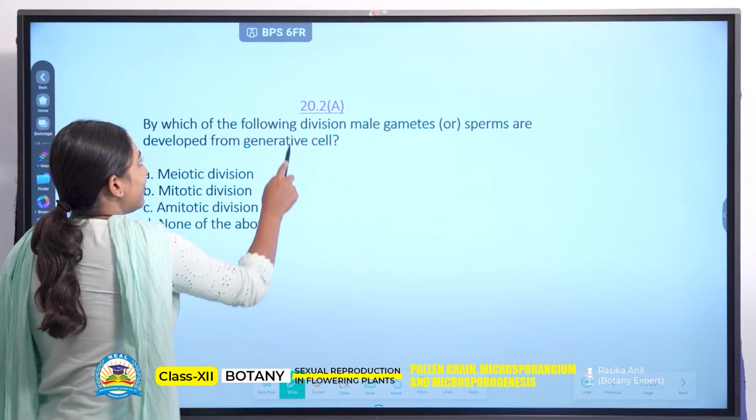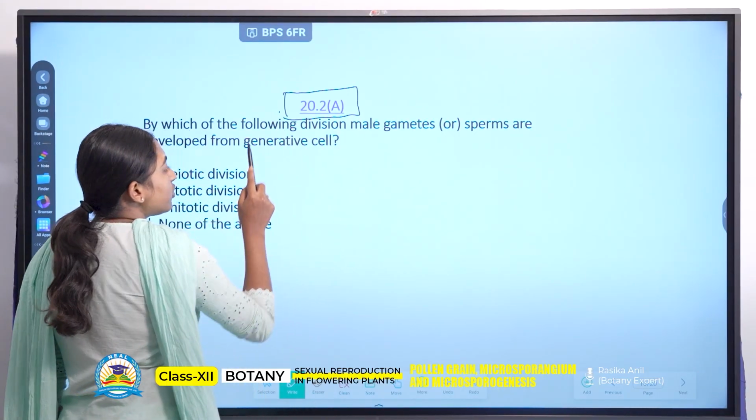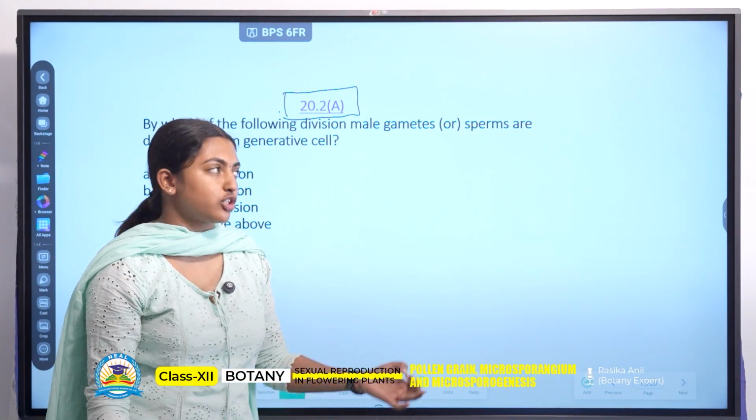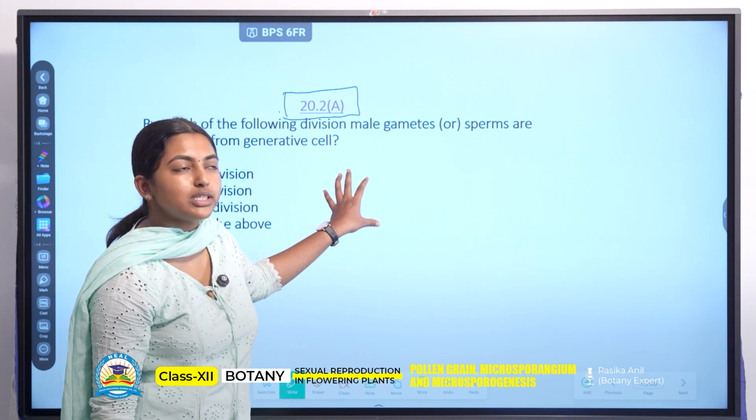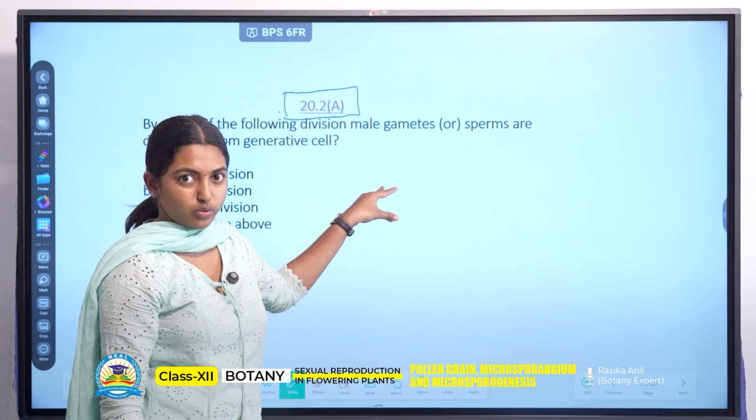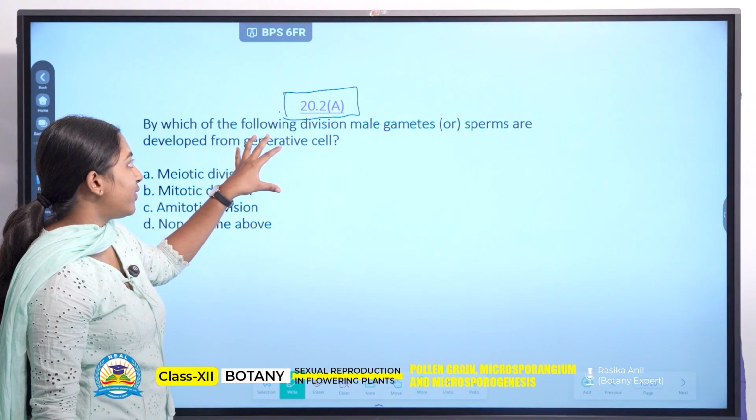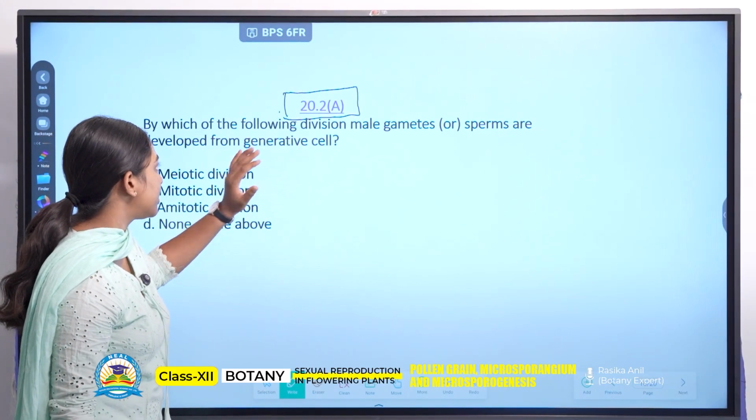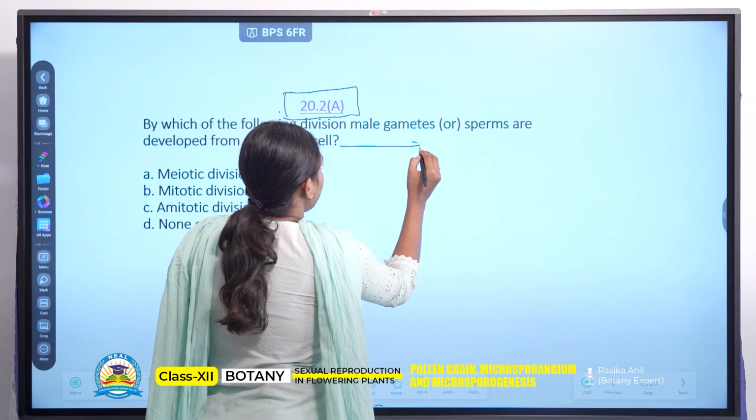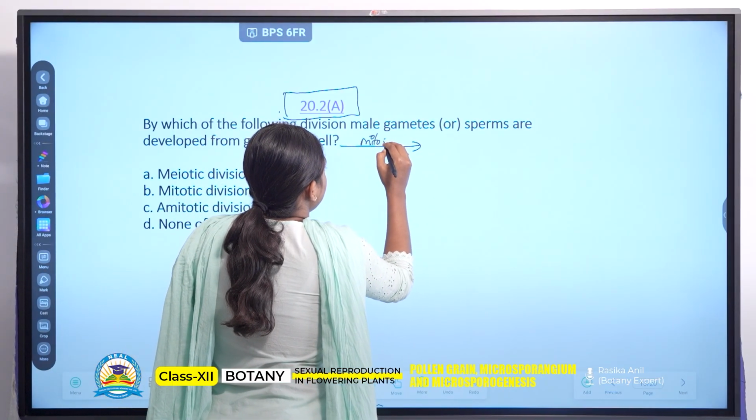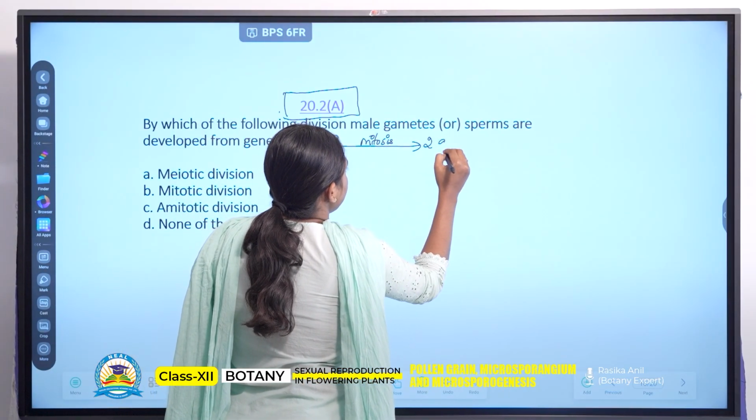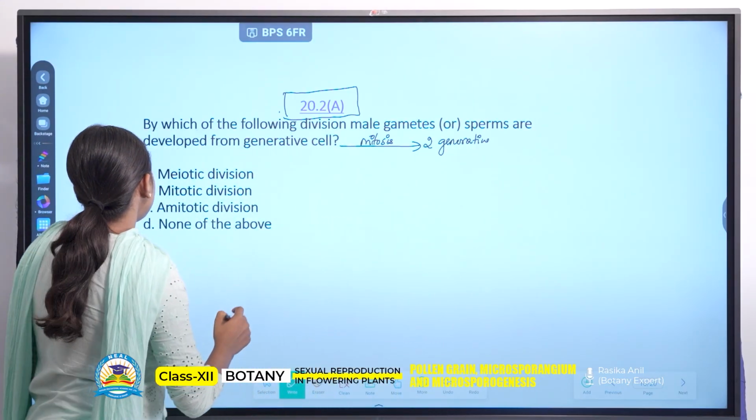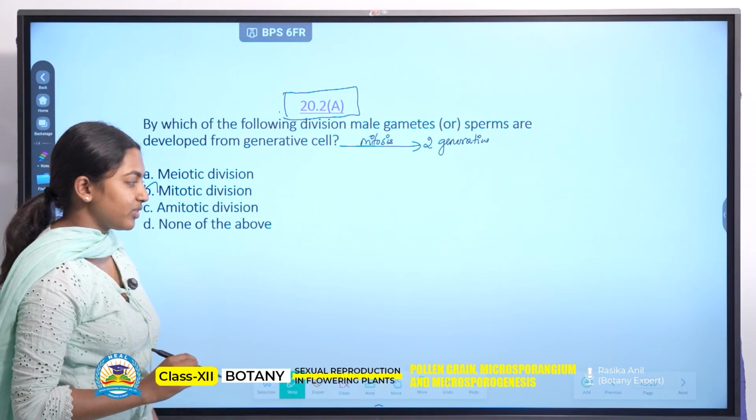So you will have the question number here. If you have any doubts or you need an even more detailed explanation of these questions, you can DM us anytime. Please note down the question number alone. Okay. By which of the following divisions are male gametes or sperms developed from the generative cell? The generative cell undergoes mitosis, right? Mitosis and forms two male gametes. Right, so the answer is mitotic division, right?